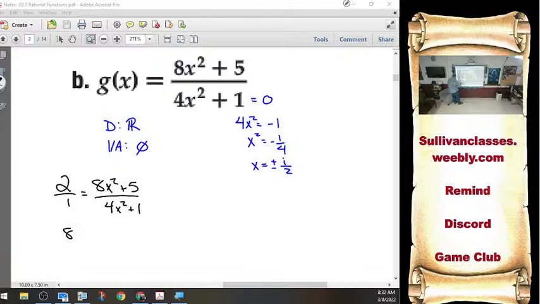Cross multiply, 8x squared plus 5, those are expensive, be careful. 8x squared plus 2, again, I get 5 equals 2, which is not possible. So I know that 2 is not allowed. So then we'll come over here and say that there is a horizontal asymptote at y equals 2. Okay?